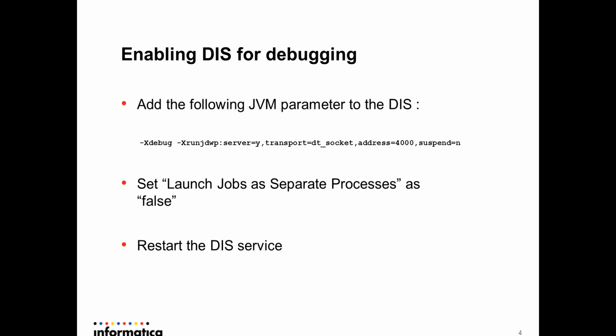Also, you have to set the option launch jobs as separate processes to false on the data integration service. This is because we are debugging the JVM, so we expect all the jobs to be running within the JVM process in order to be able to debug. Once these options are set, you will have to restart the data integration service for the changes to take effect.